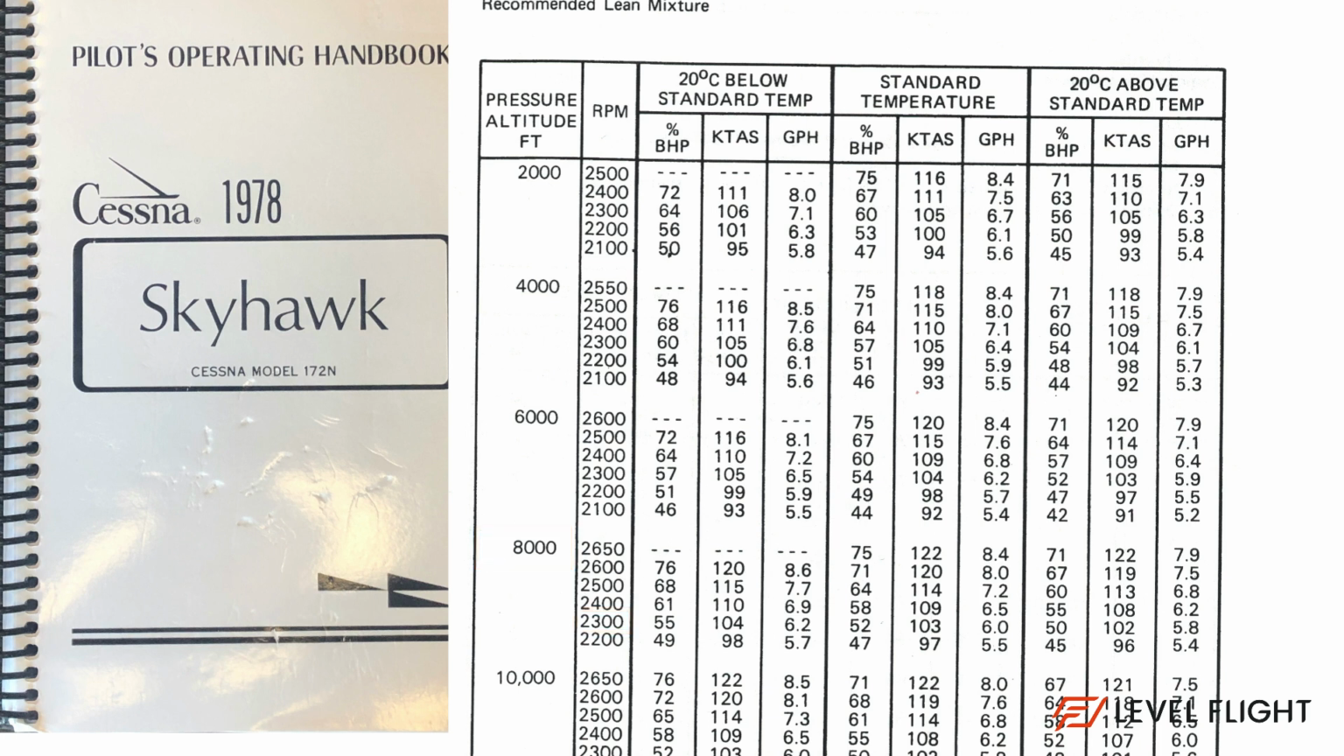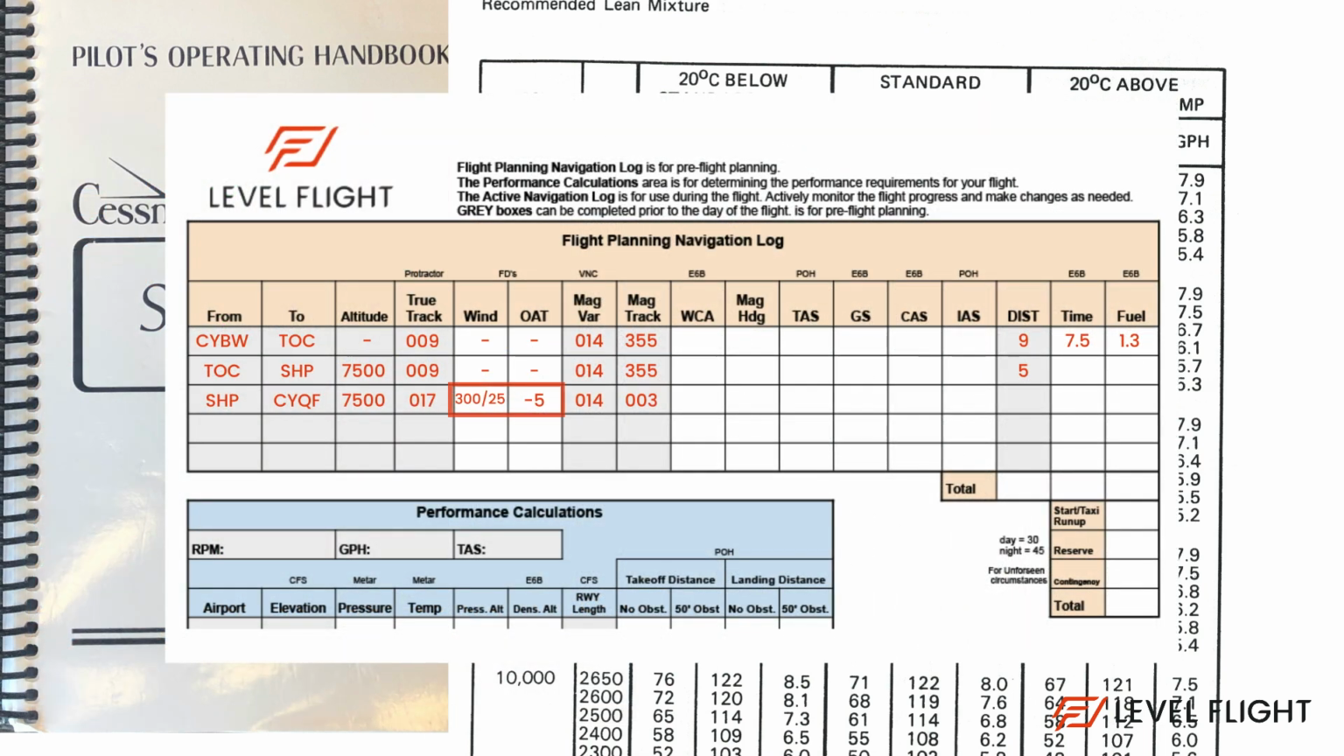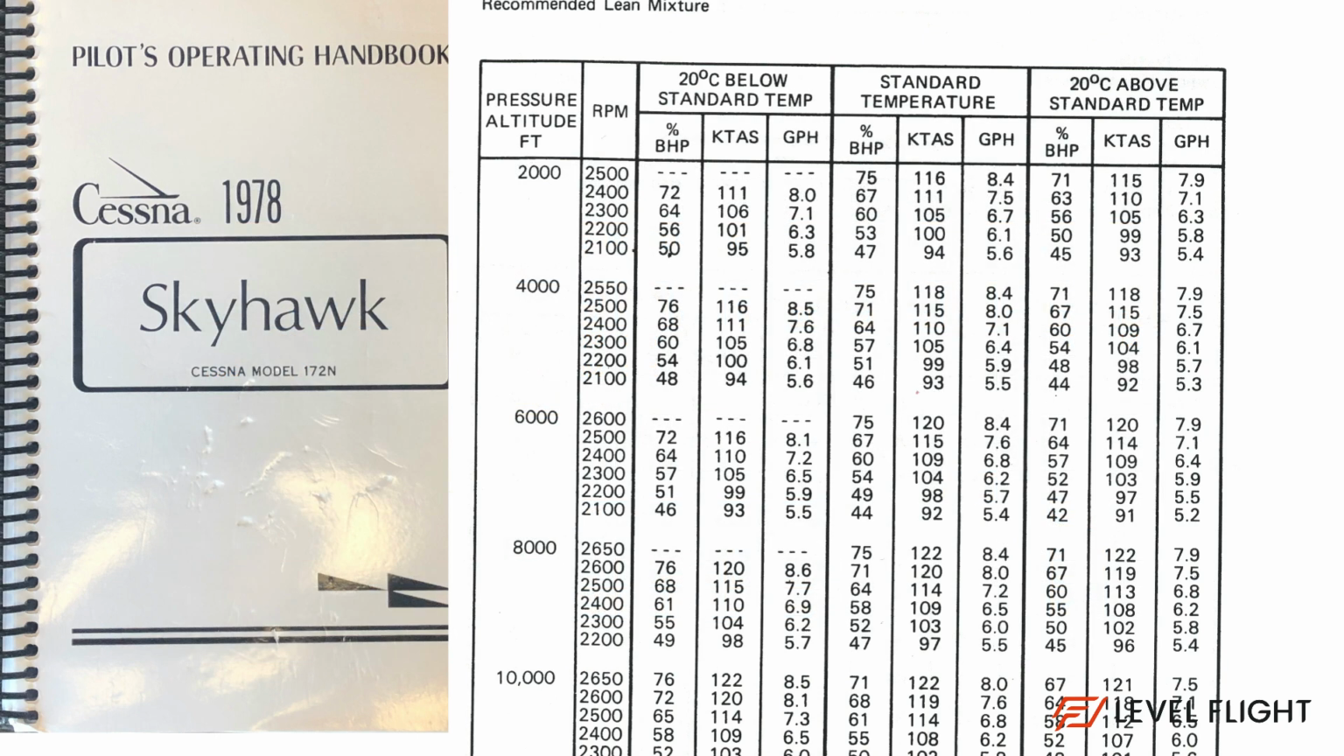To determine which temperature column to use, we need to know what standard temperature is at 7,500 feet. Remember, the temperature drops by 2 degrees per 1,000 feet as per standard lapse rate. At sea level, the standard temperature is 15 degrees. 7,500 feet higher with a 2-degree lapse rate gives us a standard temperature of 0 degrees. Since the upper wind chart told us the temperature at our cruising altitude of 7,500 feet was minus 5 degrees, we are closest to standard temperature rather than 20 degrees below.